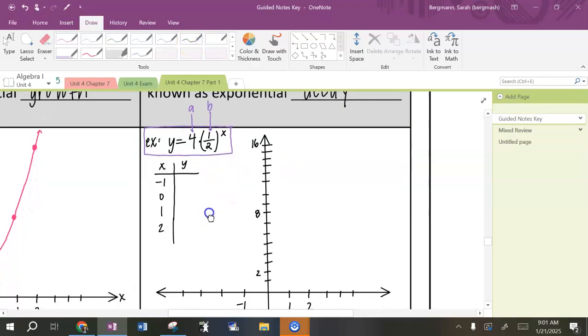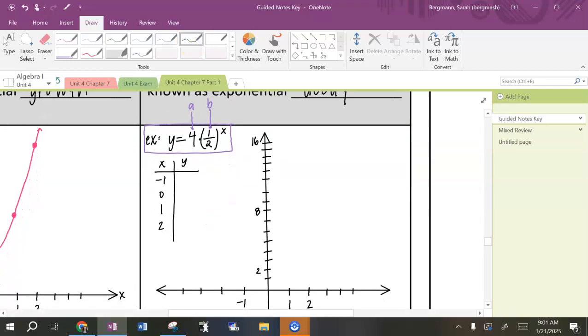So let's see what that graph looks like. We know when x is -1, the y value is a divided by b. So we have 4 divided by 1/2. In order to divide a fraction, you keep, change, flip, so you get 8. That leads us to the point -1, 8. So let's put that on our graph. -1, 8 has to be on our graph.